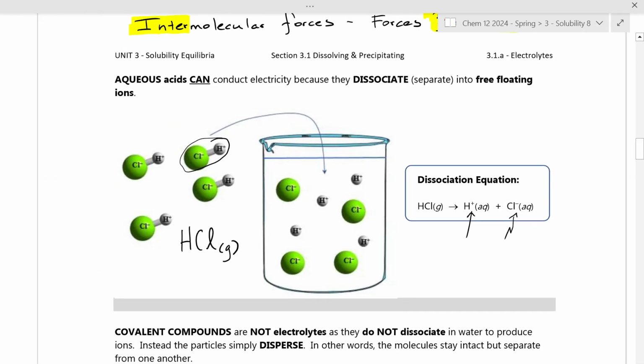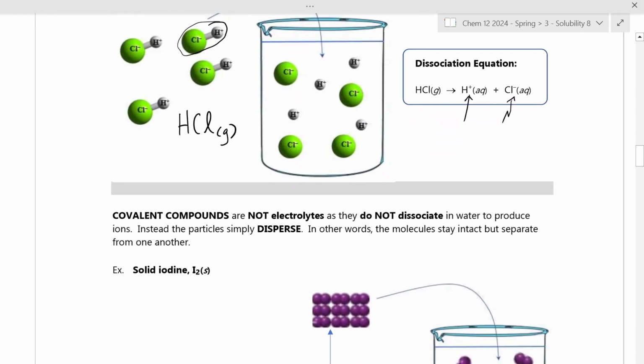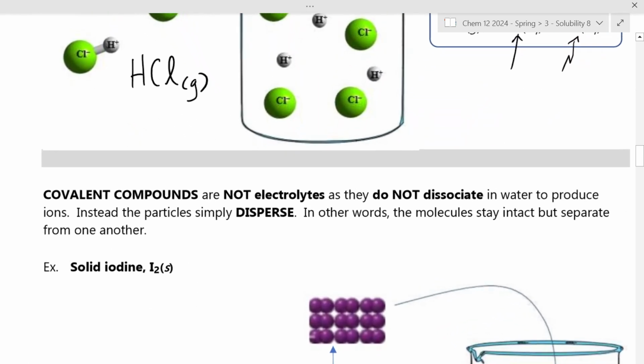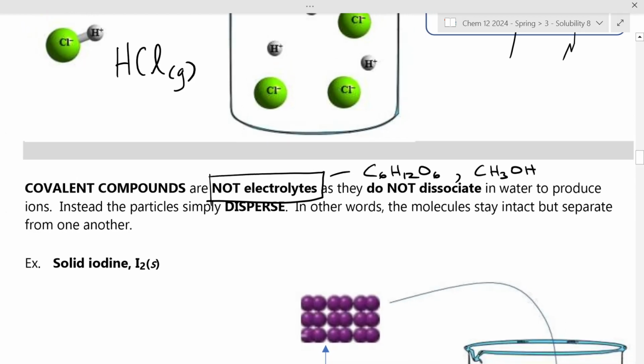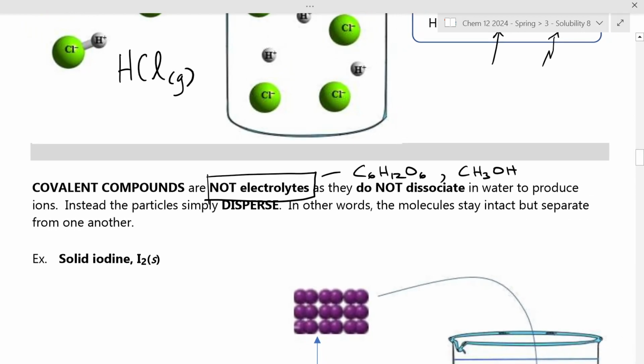Now, other than acids, covalent compounds are not electrolytes. So that would be like those examples we had earlier, C6H12O6, CH3OH. They do not dissociate in water. Instead, the particles simply disperse, which just means they spread out and mix with the water.